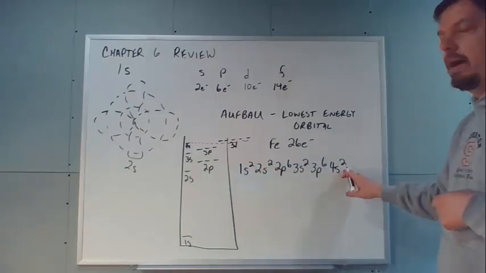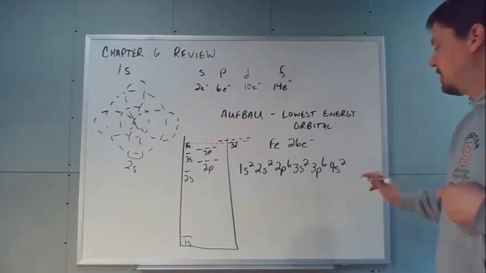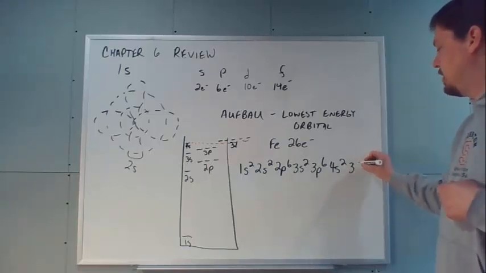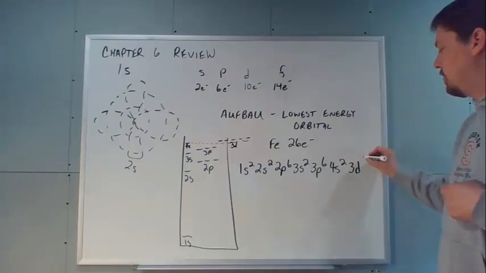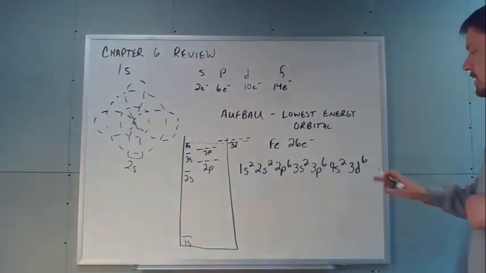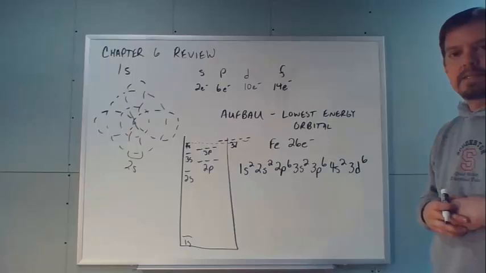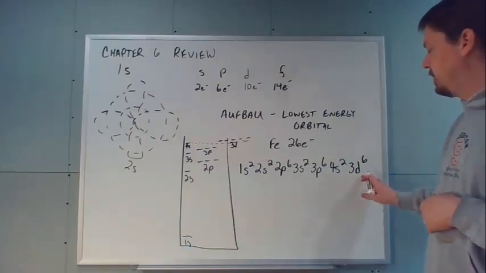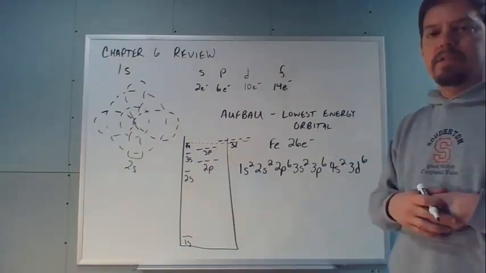So we're at calcium now, and we have to go into the D for the first time. So the D is 1 energy level lower, so it's going to be 3D, and to get to iron's 26 electrons, it's going to be 3D6. All right, so just remember when you get to the D, it's always 1 energy level lower.